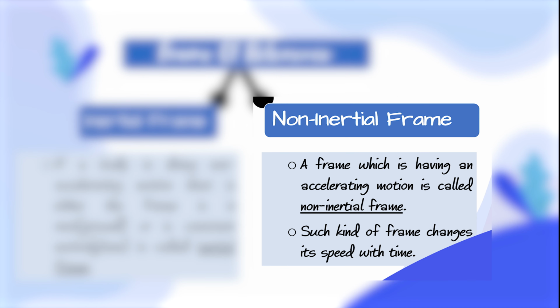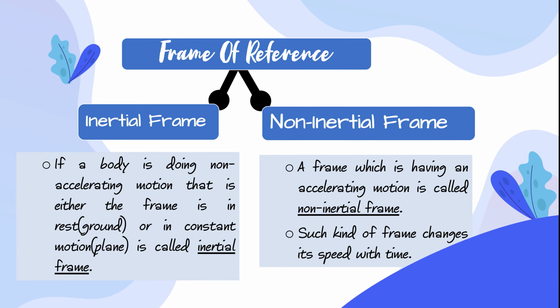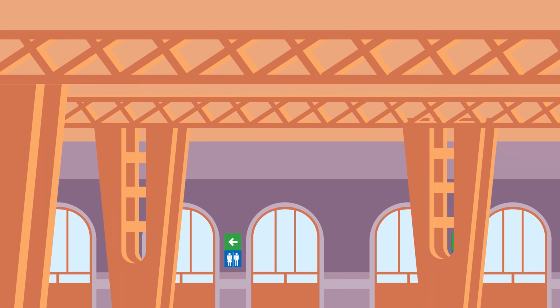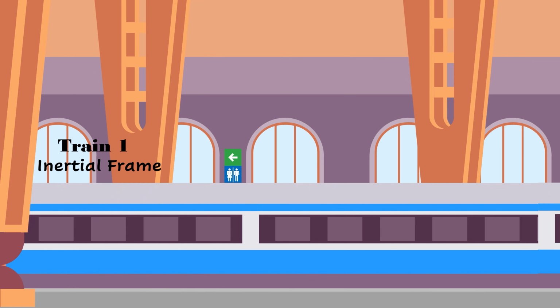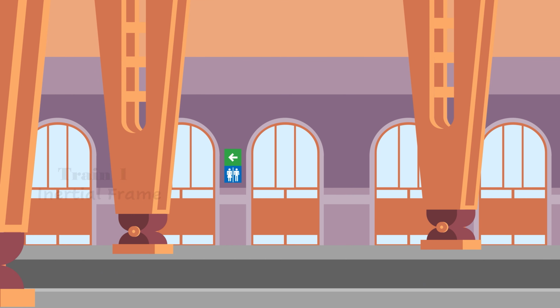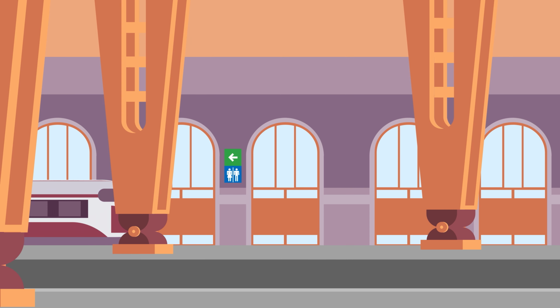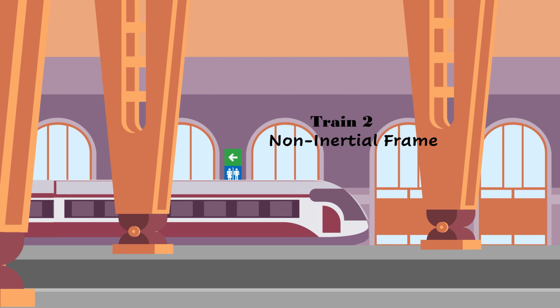And a frame which is having an accelerating motion is called non-inertial frame. Such kind of frame changes its speed with time. To understand all this, let's jump into the example. Here train 1 is moving with constant speed, it is an inertial frame, while train 2, which is slowing down and changing its speed, so it is in non-inertial frame.